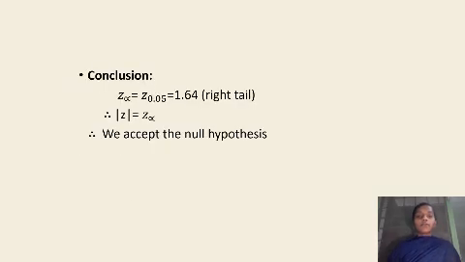Next we are going to the conclusion. Z alpha equals Z 0.05 equals 1.64 for the right tail. Modulus of Z is less than Z alpha, so we accept the null hypothesis.